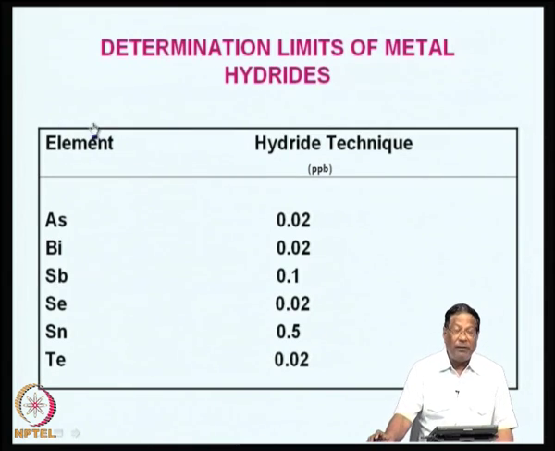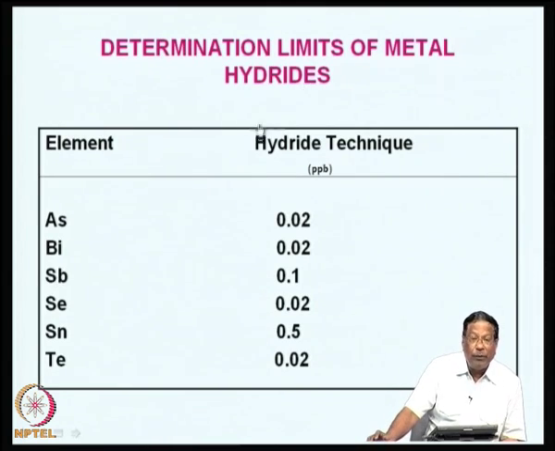Now, the determination limits I want to give you, you will be impressed with the determination limits of metal hydrides. For example, this element arsenic, you can determine up to 0.02 ppb, bismuth 0.02, antimony 0.1, selenium 0.02 ppb, tin 0.5 and tellurium is 0.02.